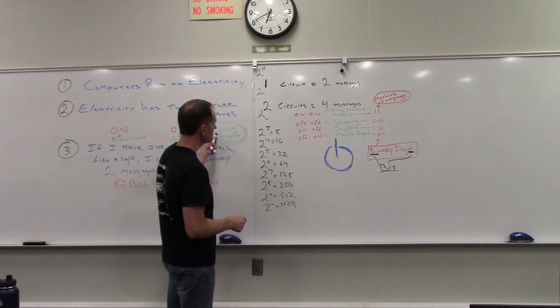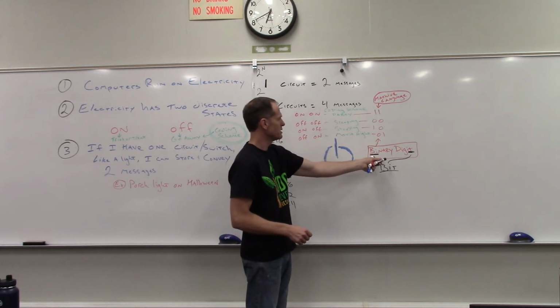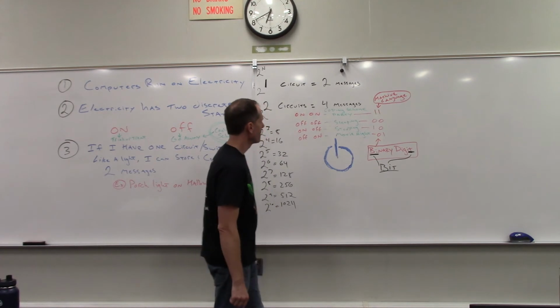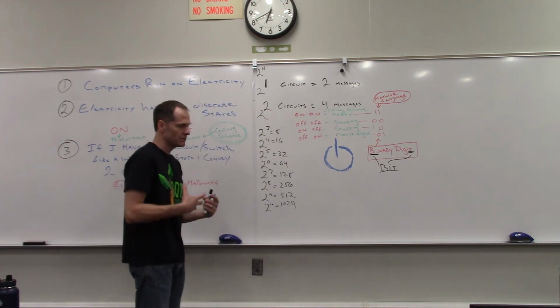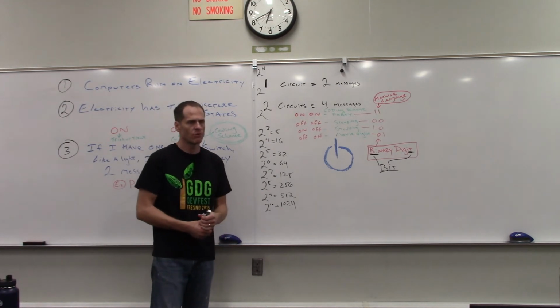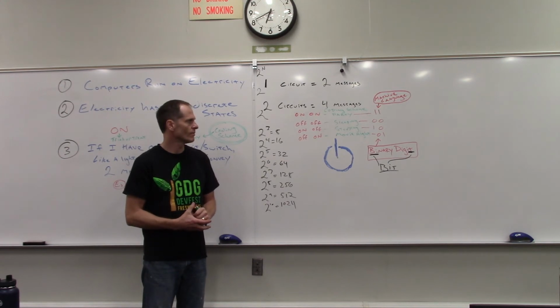We learned coding scheme, power symbol, 0, 1, machine language, binary digit, bit. 2 to the power of n to figure out if I have 2 circuits, I could store 4 messages. You know what a binary digit, a bit is now?